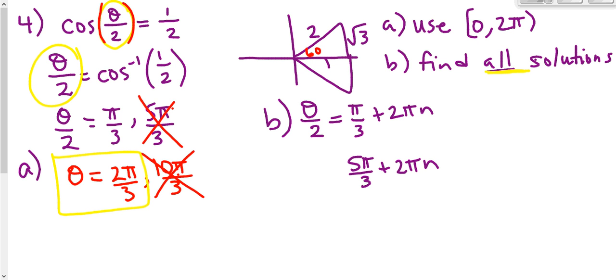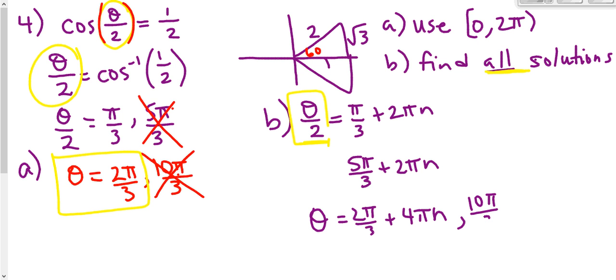But those are equal to theta over 2, right? We need to know what theta is. So we're going to double these answers. So theta equals 2 pi over 3 plus 4 pi n. We're going to double the 2 pi n. And we have theta equals 10 pi over 3 plus 4 pi n. And that's part B.